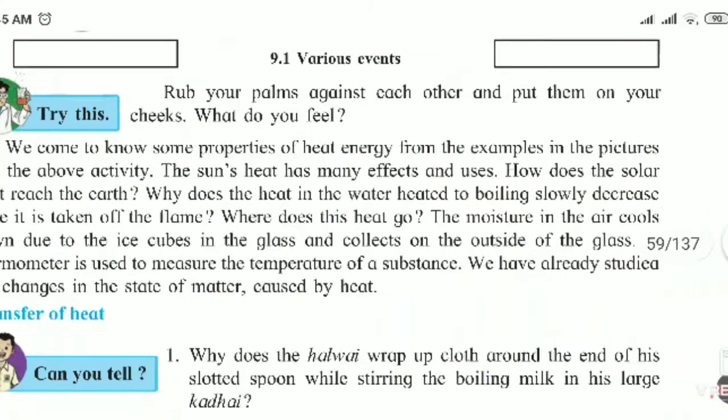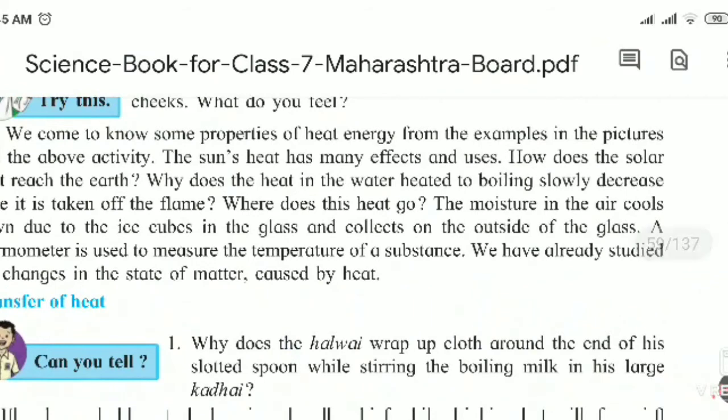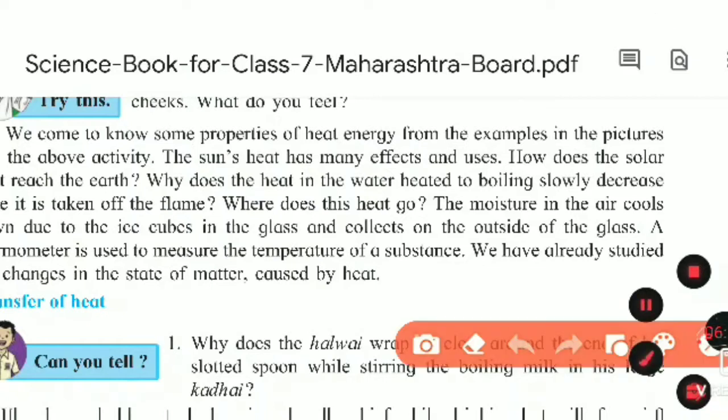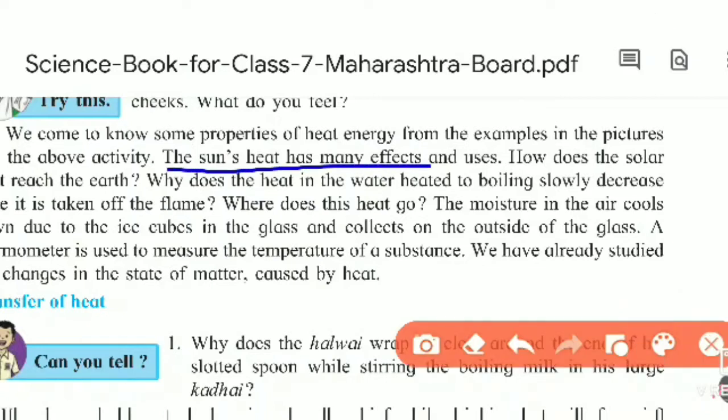Now we come to know some properties of heat energy. For example, in this picture and the above activity, the sun's heat has many effects and uses.